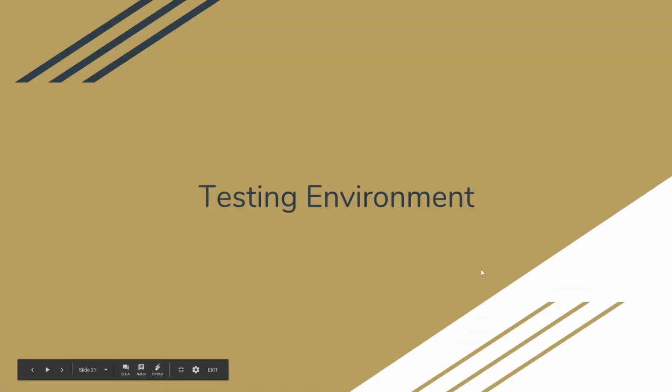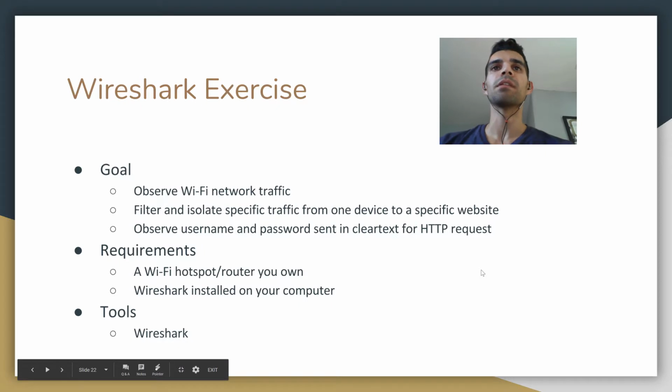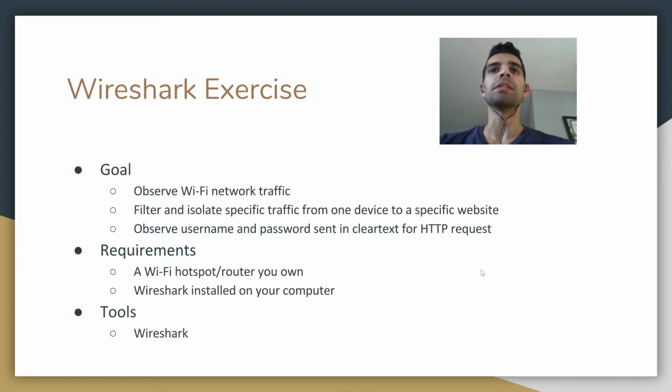So the testing environment is going to be pretty simple. The goal is going to be to observe Wi-Fi network traffic around you, be able to filter and isolate specific traffic going from one device to a specific website, and then see if you can observe some clear text, username or passwords, or text in general being sent from that device to that specific website in an HTTP request.